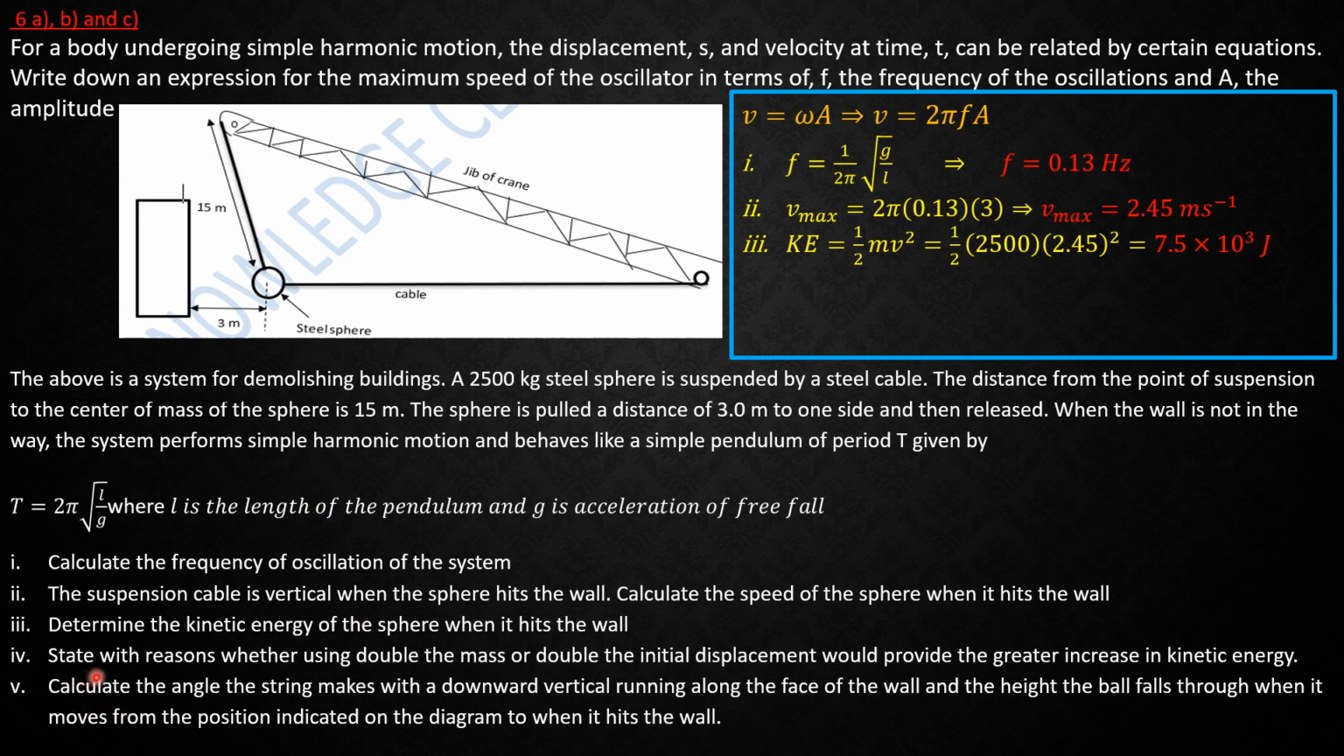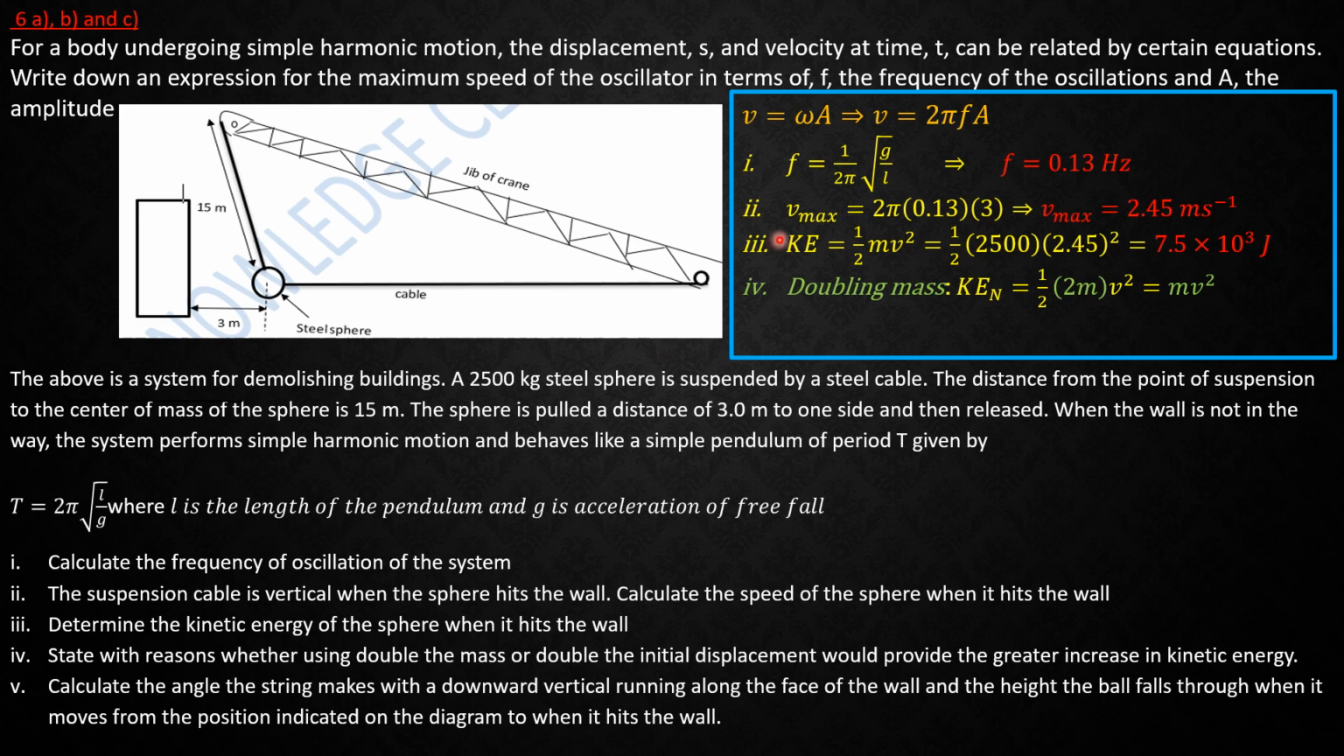Then Roman 4 says state with reasons whether using double the mass or double the initial displacement will provide the greater increase in kinetic energy. In physics, when they say state with reasons like that, you don't write grammar, just go and show it. Doubling the mass, the new kinetic energy is half times doubled mass, 2m, times v squared, so we actually have mv squared. Instead of half mv squared, we now have mv squared. It means the kinetic energy has doubled. So if you double the mass, the kinetic energy doubles. Notice that kinetic energy is directly proportional to mass. Can you see that? This is KE here.